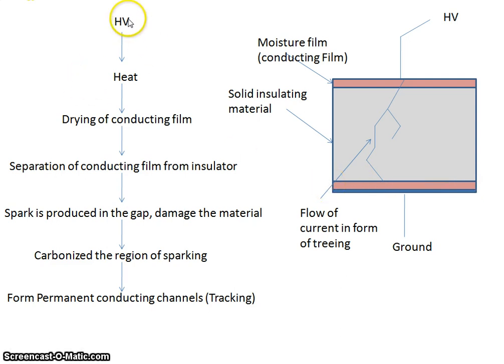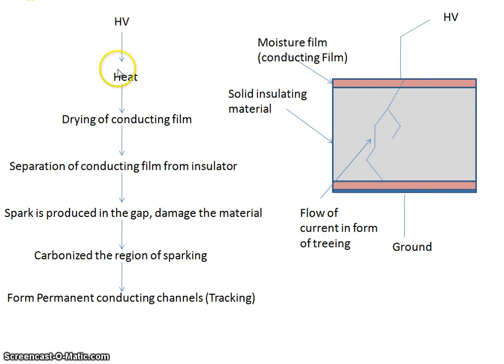Now, if we apply high voltage, then heat is produced. Because of the heat, the moisture film on the two sides of the dielectric material becomes dry, I mean drying of the conducting film will take place. When it becomes dry, it produces separation between the conducting film and the insulator, meaning a gap is produced between this film and the insulating material.